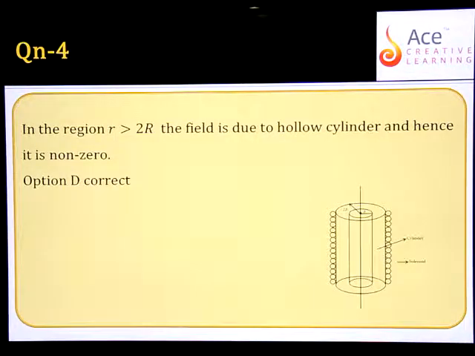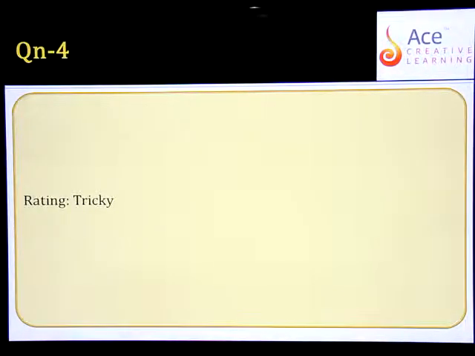In the region r greater than 2R, the field due to the solenoid is 0, whereas field due to the hollow cylinder is non-zero. Again there is a net magnetic field, so option D is correct. But in the region between the two, the hollow cylinder and the solenoid, which is R less than small r less than 2R, the field is definitely due to both the hollow cylinder and the solenoid. So definitely options B and C are not true. It is a tricky problem.